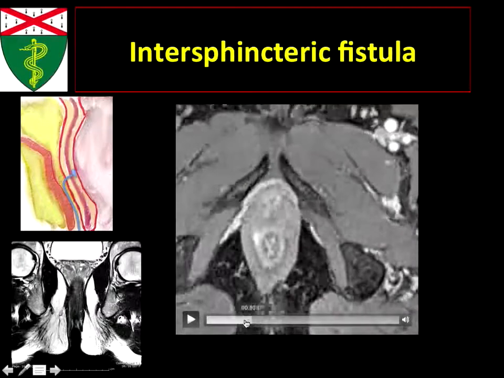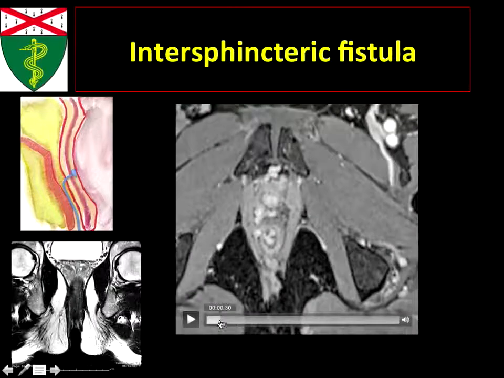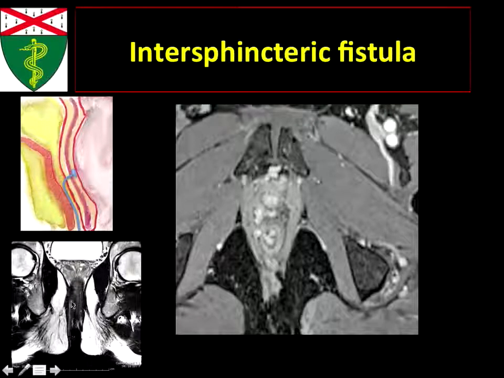So if I were to describe this, I would say there is an intersphincteric fistula containing a little bit of fluid. The tract contains a little bit of fluid. It arises from the 10 o'clock position at approximately this many centimeters from the anal verge. And that's a very succinct way to describe this fistula. And then I would say, you know what? I don't see an abscess associated with it as well.